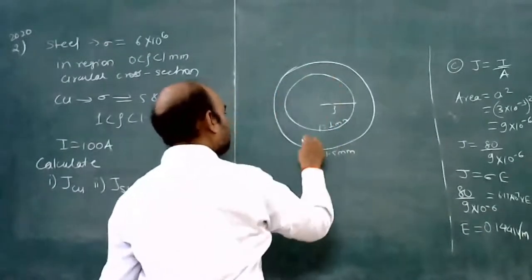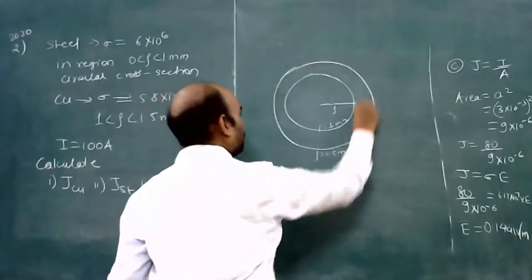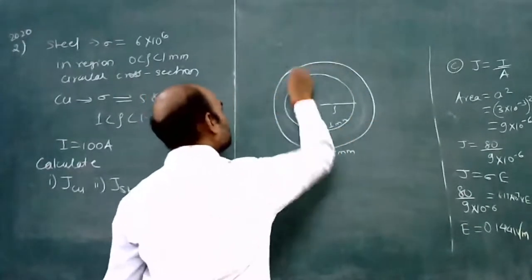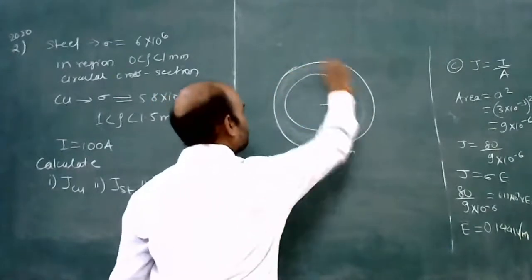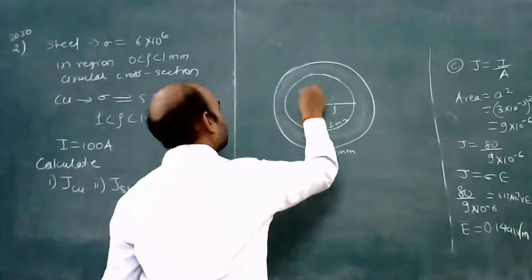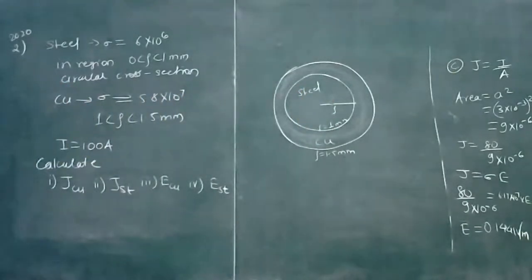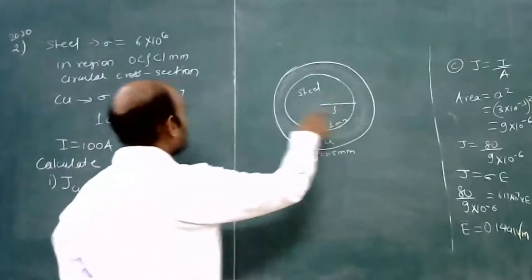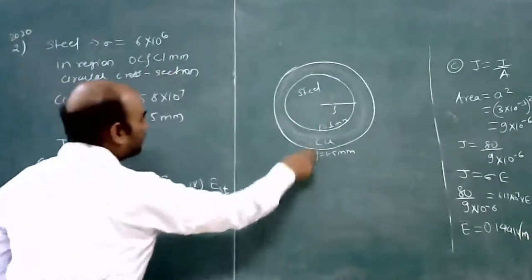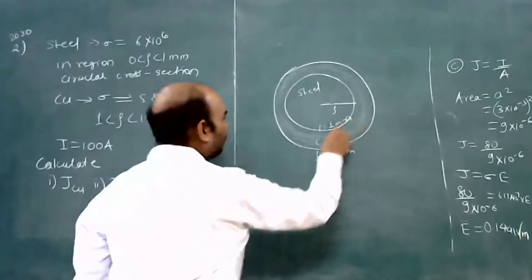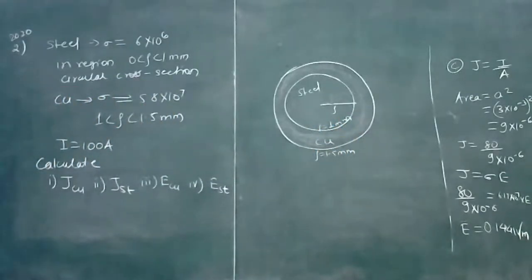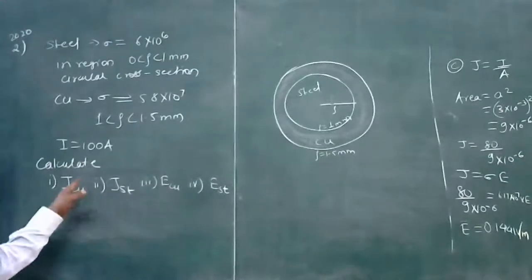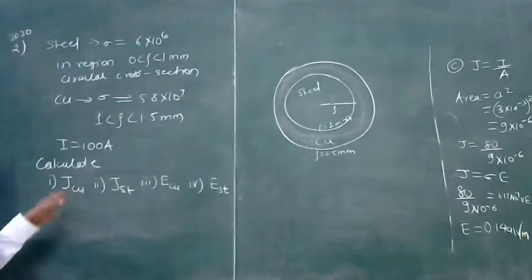So this conductor is made up of copper, and this is made up of steel. Steel is from rho equal to 0 to 1 mm, and copper is from 1.1 mm to 1.5 mm. So you have to find the current density of the copper and steel and the electric field intensity for copper and steel.